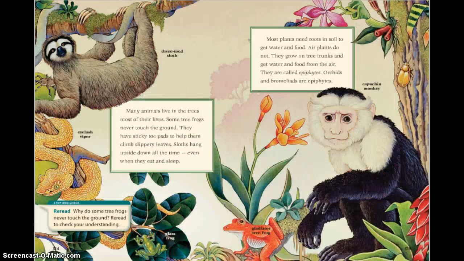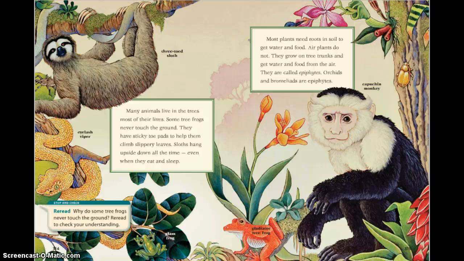Stop and check. Reread. Many animals live in the trees most of their lives. Some tree frogs never touch the ground. They have sticky toe pads to help them climb slippery leaves. Sloths hang upside down all the time, even when they eat and sleep.